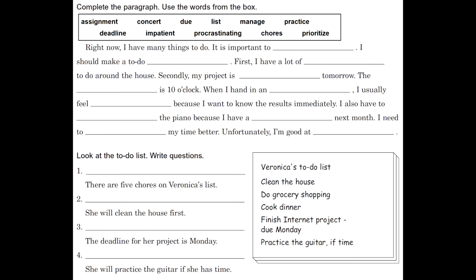And then number 4, the answer is she will practice the guitar if she has time. Okay? And so we can ask, when will she practice the guitar? Or you can also make this a yes-no question, and you can ask, will she practice the guitar? So even though there's no yes or no in front of the answer, it's okay because it's based on the condition if she has time.